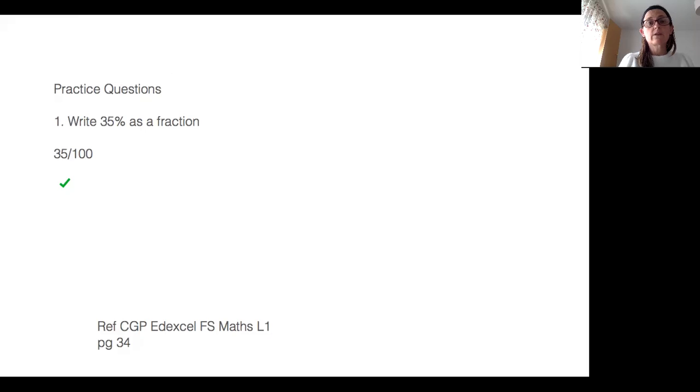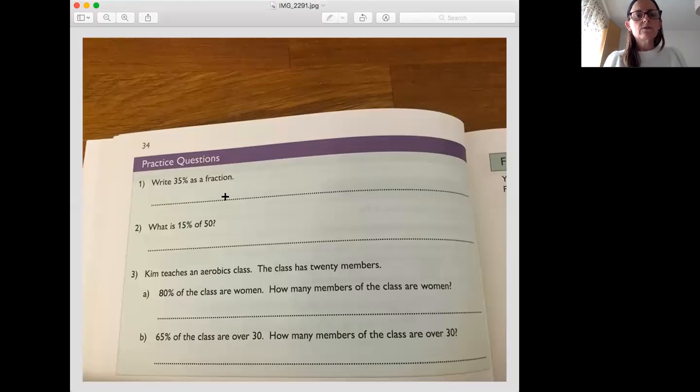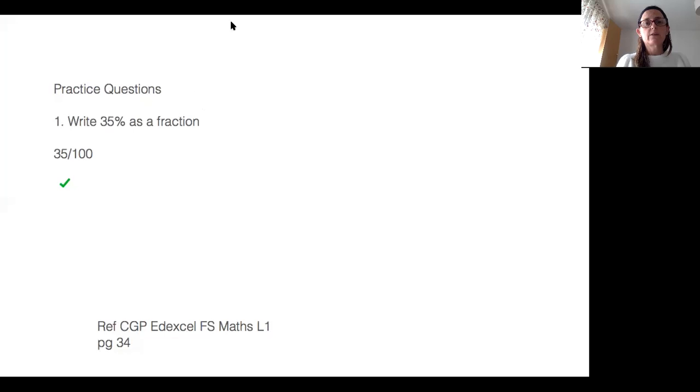Okay, let's look at another question. I'll put these on the screen so you can see them all properly afterwards. I'm not sure why it does that sometimes. I do believe it's there. That's right. What is 15% of 50? Okay, let's work it through methodically so that you can do it on your own afterwards.